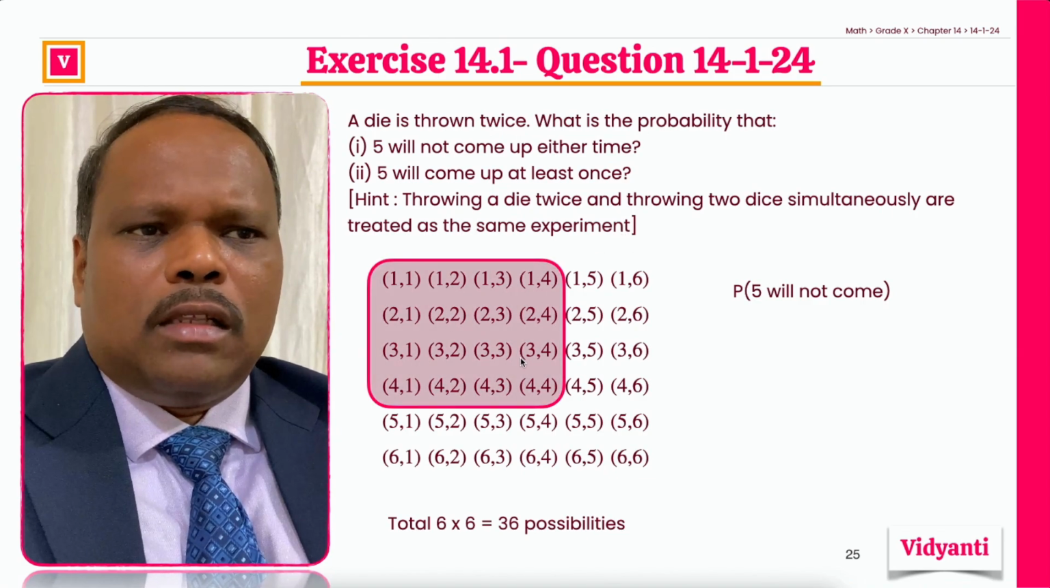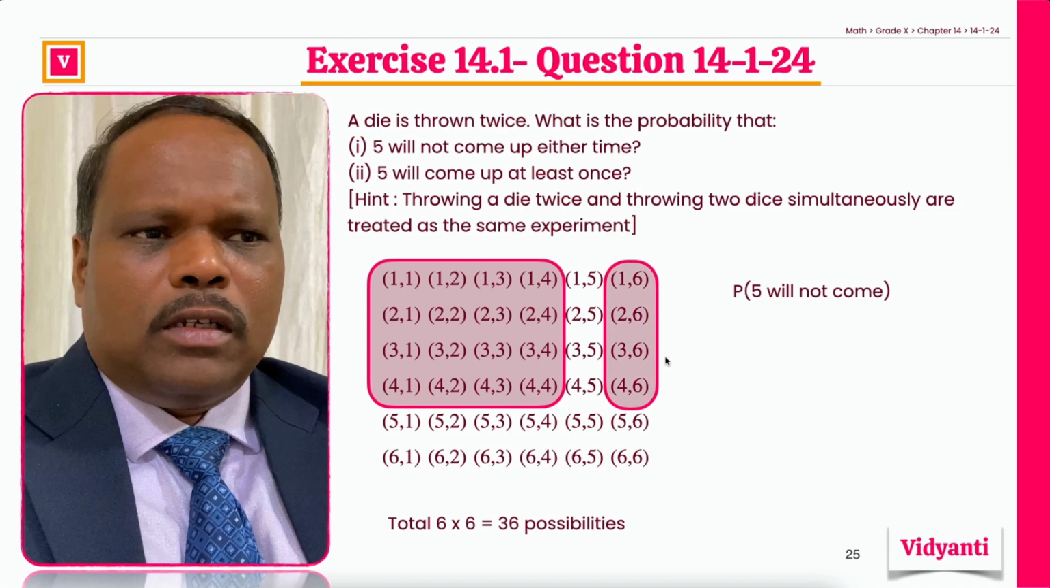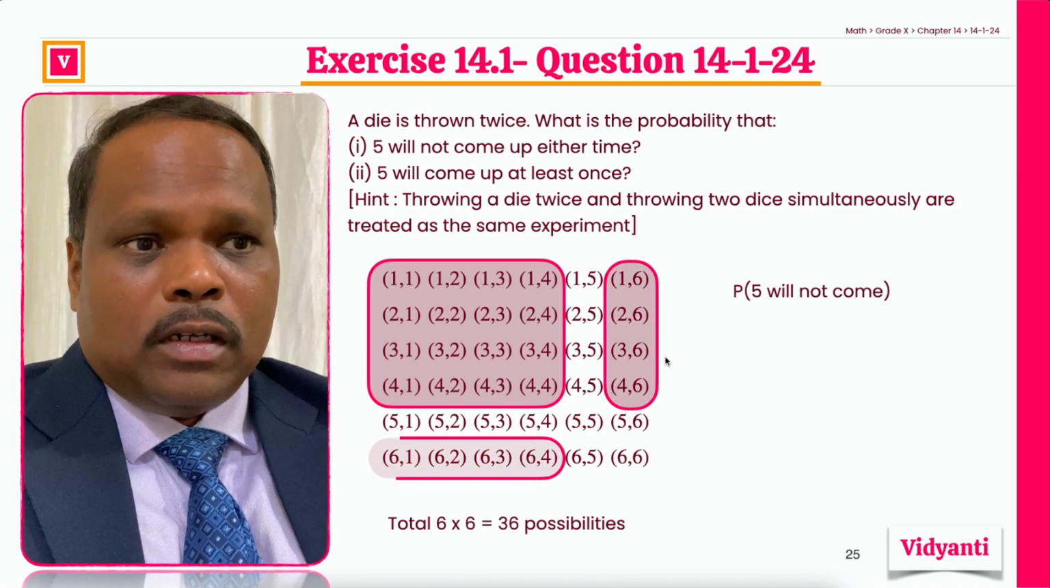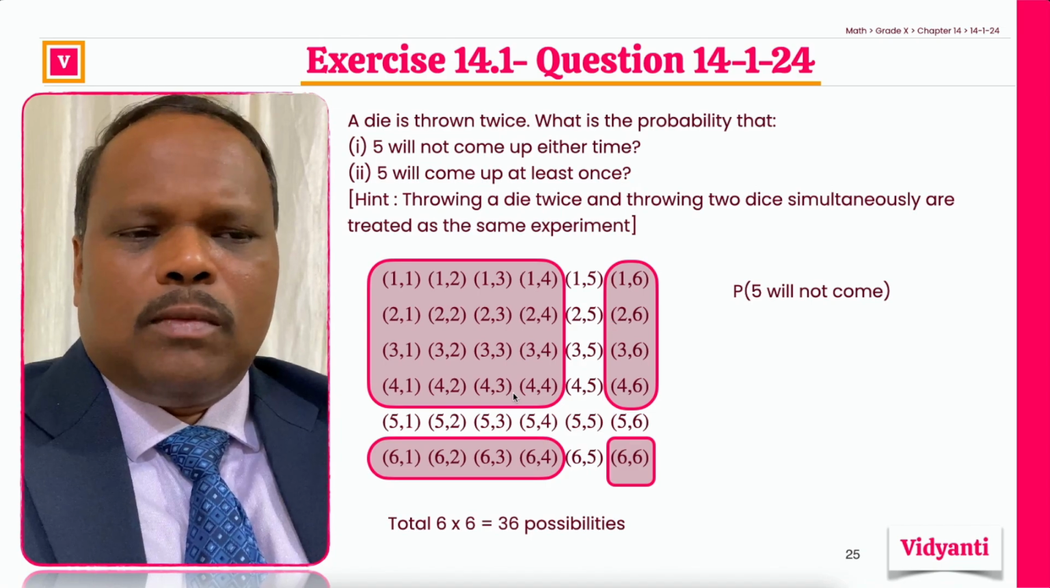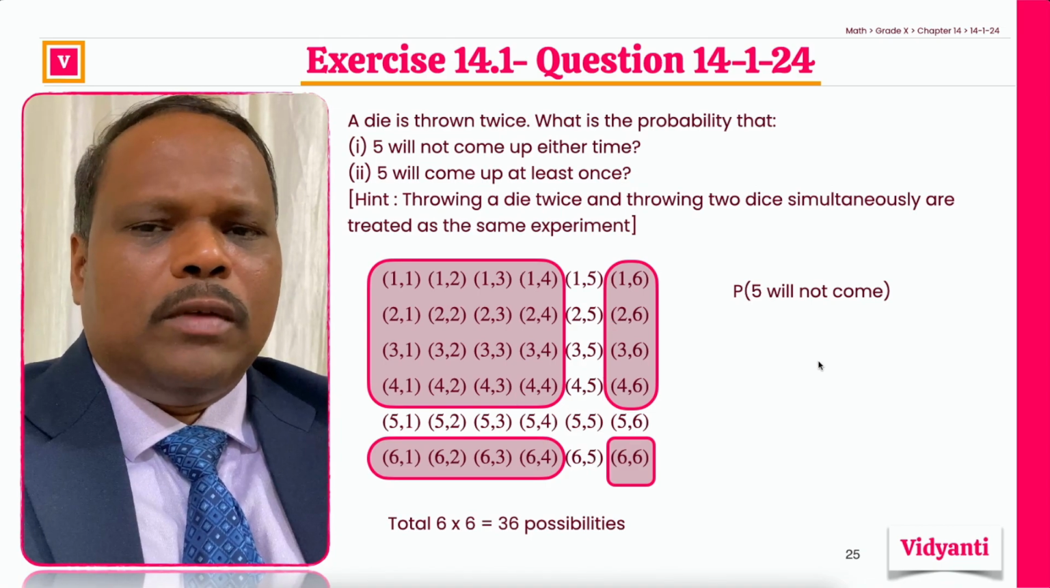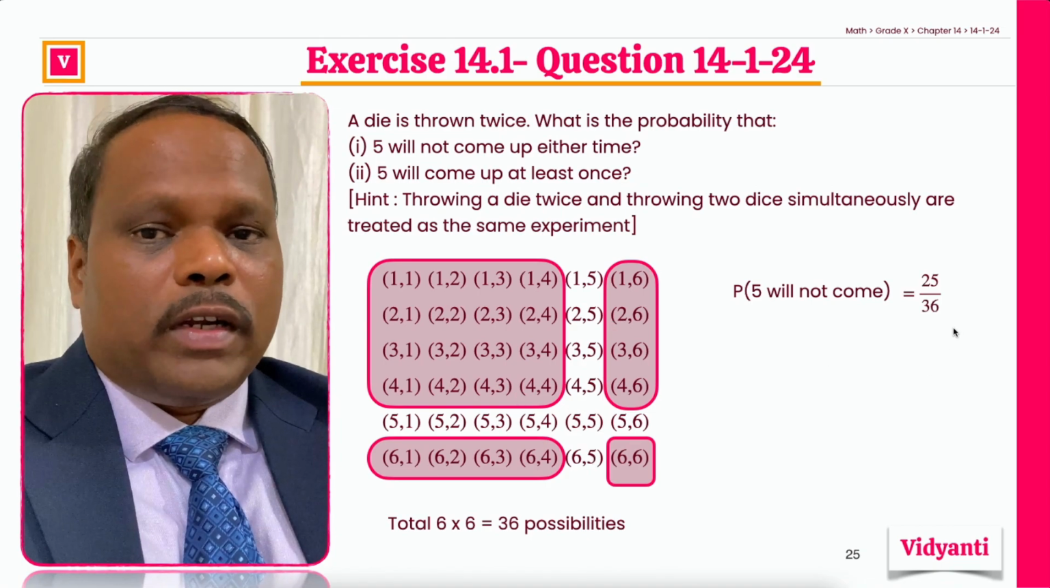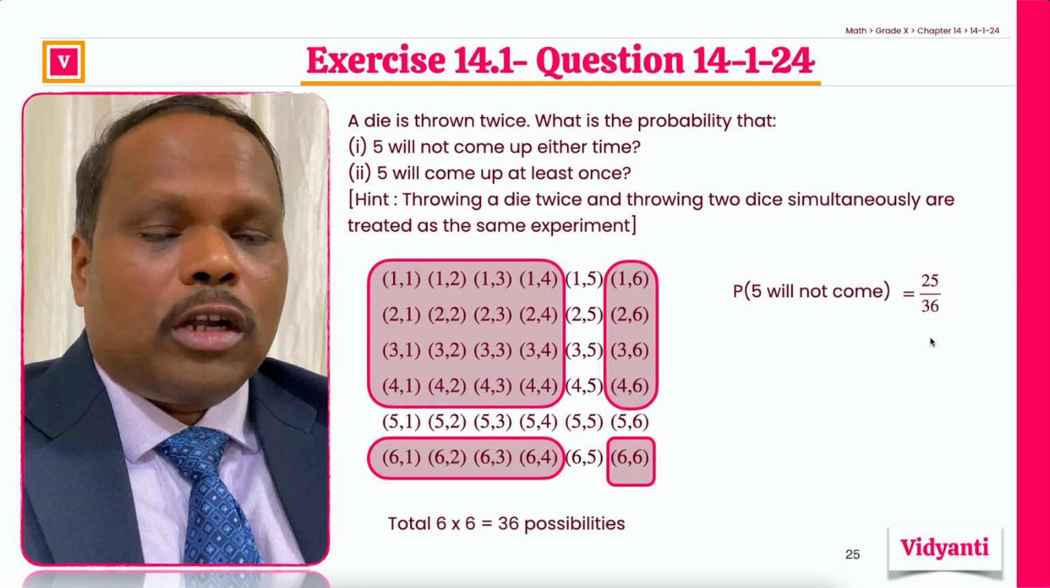So these are the ways where 5 is not there. These are the ways also where 5 is not there. This is also the shaded area. So altogether 16 plus 4 plus 4 plus 1. So I believe it's 25 times. Out of 36 times, 5 will not come.